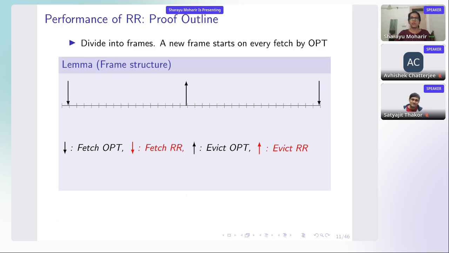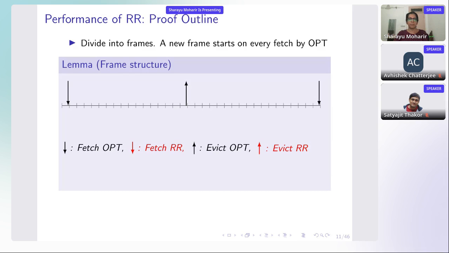So this is just an overview. I don't want to go over the proof details, but the basic idea is to partition time into frames such that a new frame begins on each fetch by the offline optimal policy. Here we have a frame where the downward black arrow indicates that under opt there was a service fetch. Now note that obviously between two service fetches, opt has to evict the service from the edge at some point. So we have a downward arrow, which is a fetch, an upward arrow, which is an eviction, and a downward arrow, which is a fetch again. All of this is about the offline optimal policy.